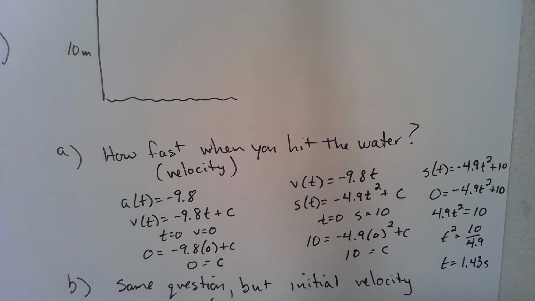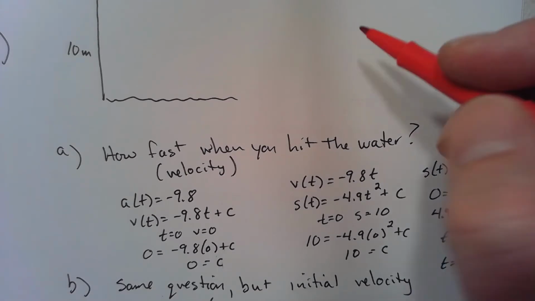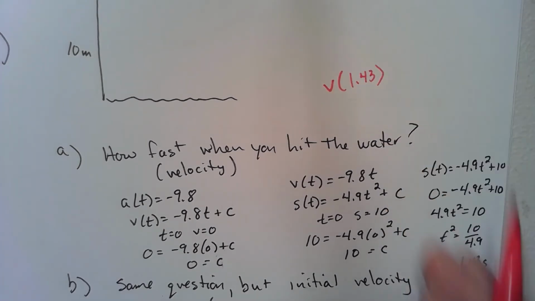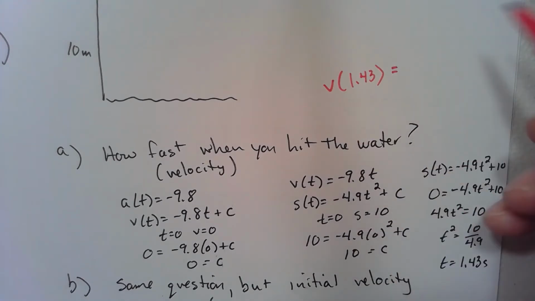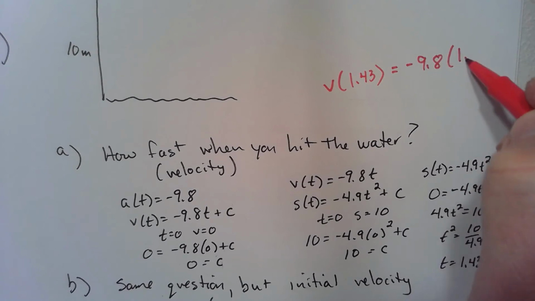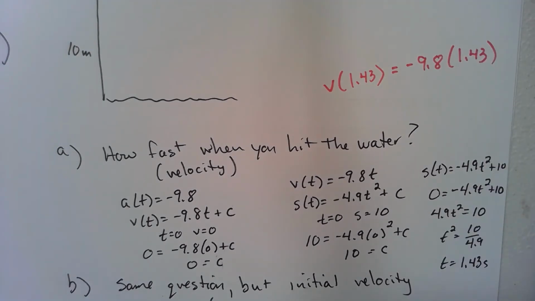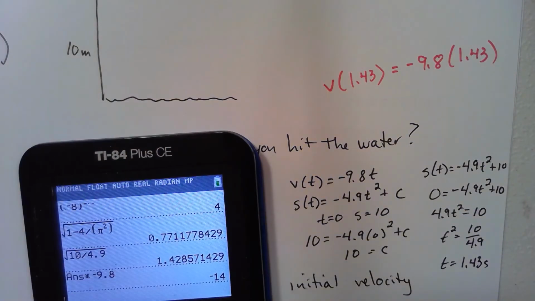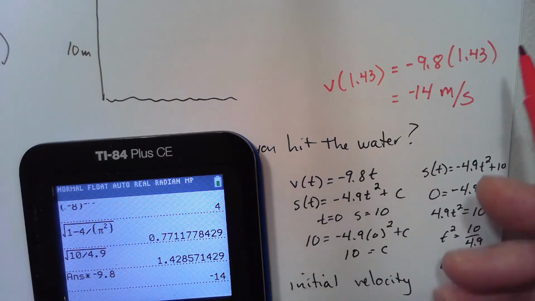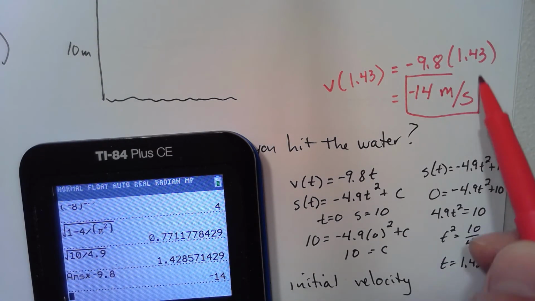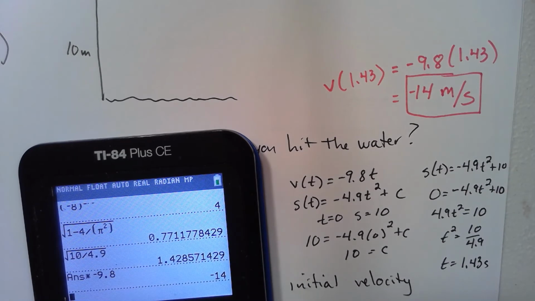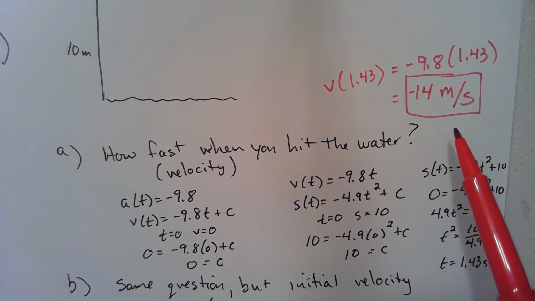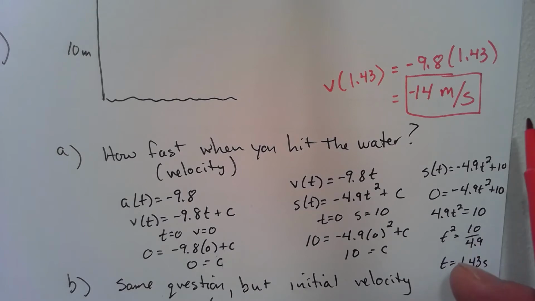Okay, so we have the time in which it occurs. Now, how fast is it when we hit the water? We need to find v of 1.43. That is negative 9.8 times 1.43. And we get negative 14. So the velocity is negative 14 meters per second. Alright, so that's problem part A.